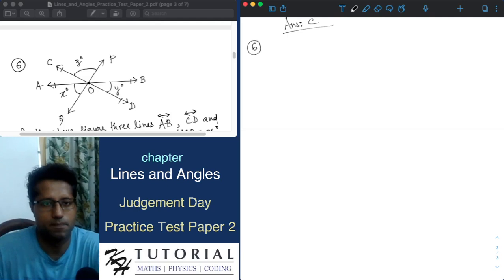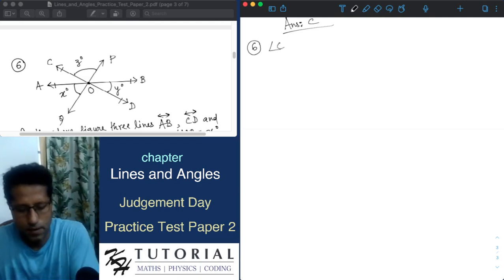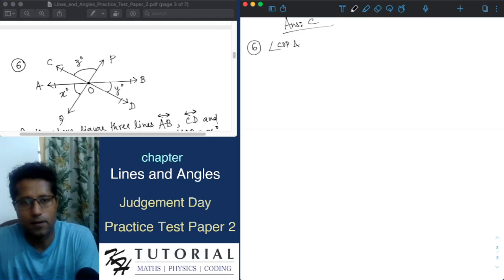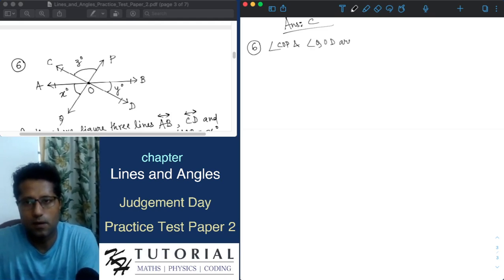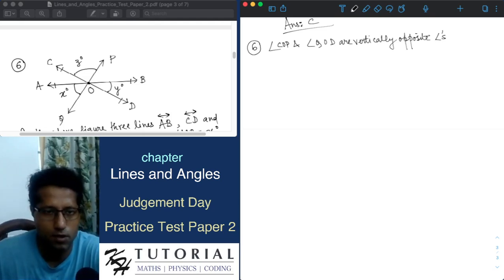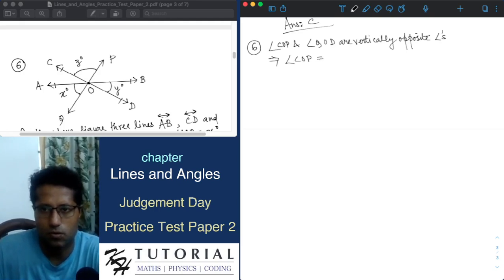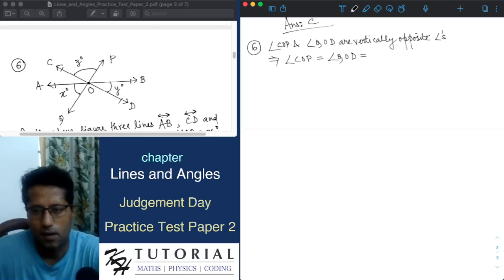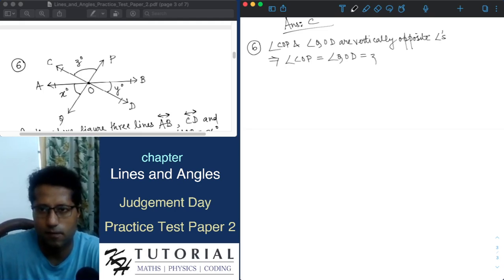Now, from the straight lines, we know that the lines PQ and CD are intersecting at the point O. So we can say that angle COP and angle QOD are vertically opposite angles because the lines CD and PQ intersect at the point O. So this implies COP is equal to QOD, and they are equal to, since it is given angle COP is equal to Z, we have this.